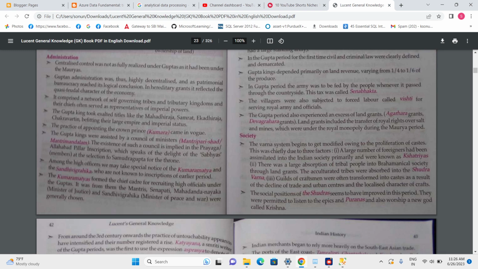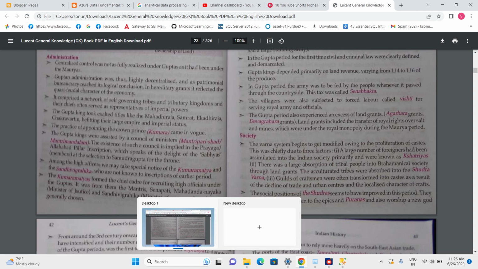Yeah, the Bhanu Gupta inscription. The first example of Sati appears in the Gupta period, and another is the king was assisted by a council of ministers. It is mentioned in the Allahabad pillar inscription. So these are the important inscriptions related to Gupta administration and economy.